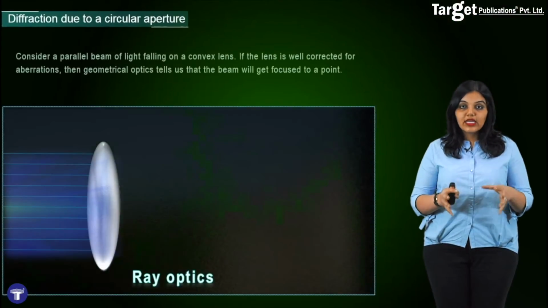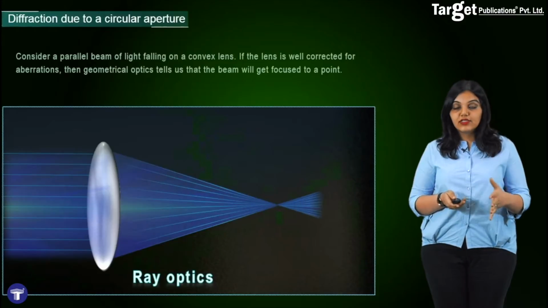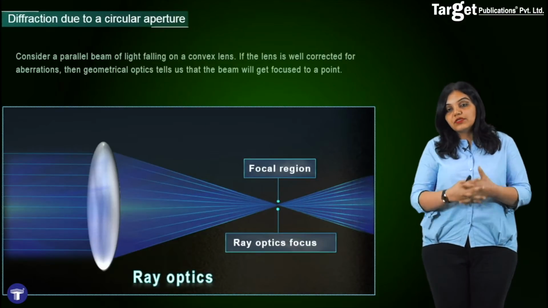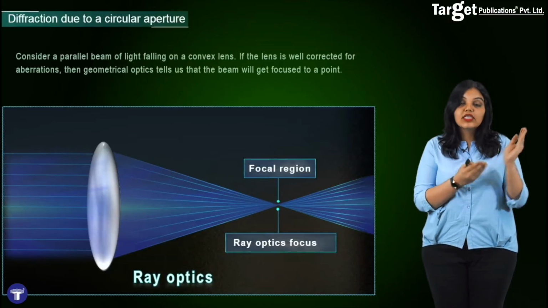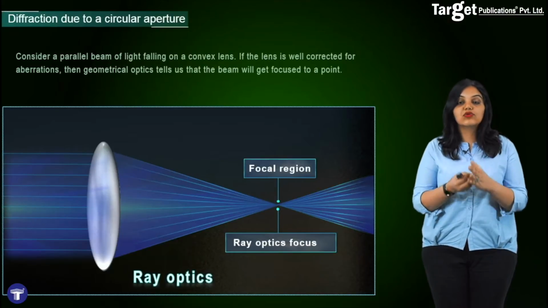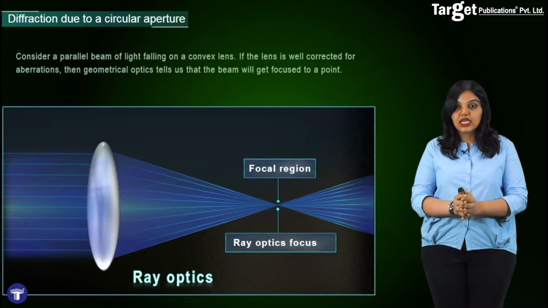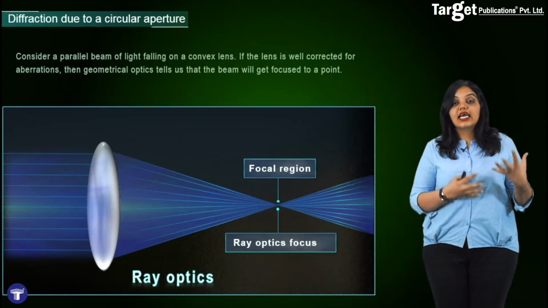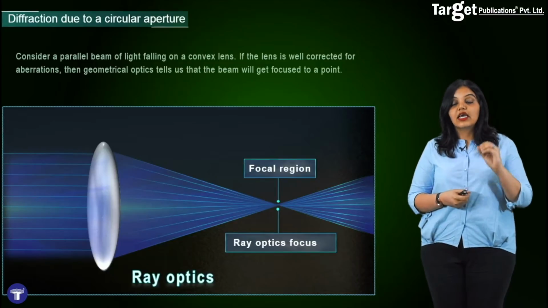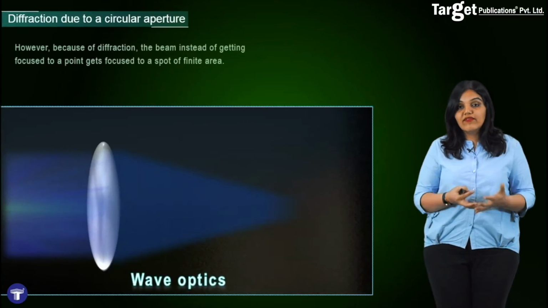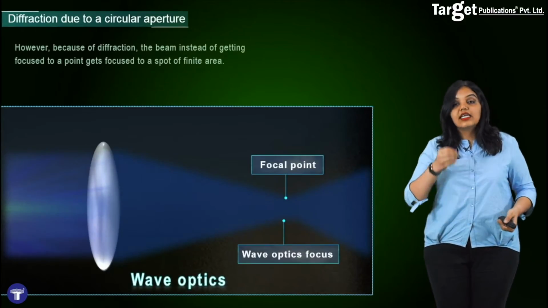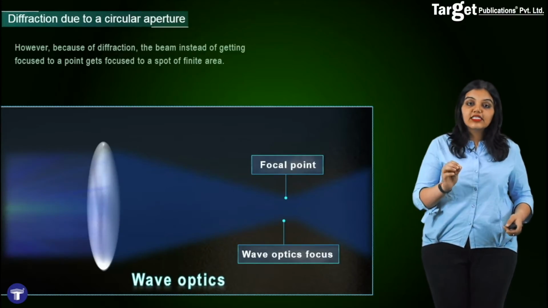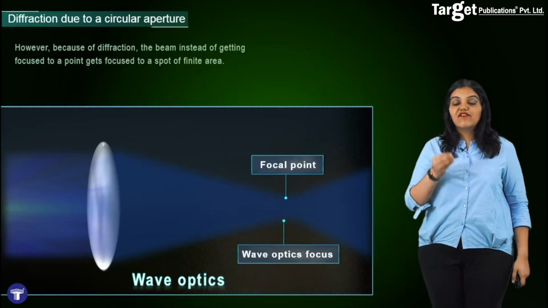We already know that if you allow a parallel beam of light to be incident on a convex lens, then geometric optics or ray optics tells us that this lens will converge these parallel rays onto a sharp single point. And therefore, in ray optics, we learned that a parallel beam of light gets converged to a single point. However, in wave optics, we have just learned that because of diffraction, the beam, instead of getting focused to a single point, gets focused to a region of finite area.